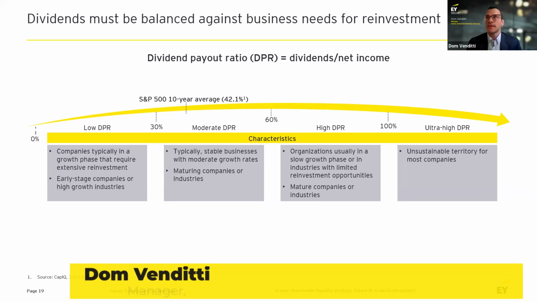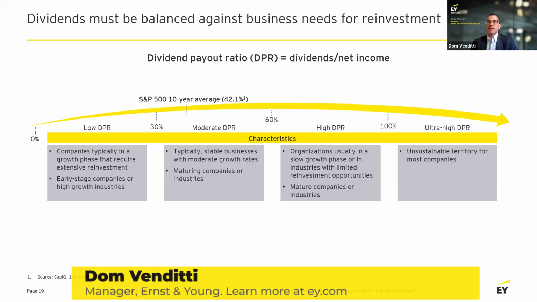Sure. The first is the dividend payout ratio, which is simply dividends divided by net income. So Pat, I think this is starting to get to the heart of your question. What we're showing here is a range of payout ratios in four buckets: low, moderate, high, and ultra high. The low bucket is 0 to 30% of net income being paid out each year. Companies that fall into this bucket are typically in more of a growth phase that requires extensive reinvestment, might be early stage, very high growth, and have positive investment opportunities.